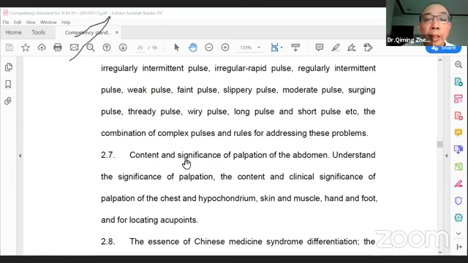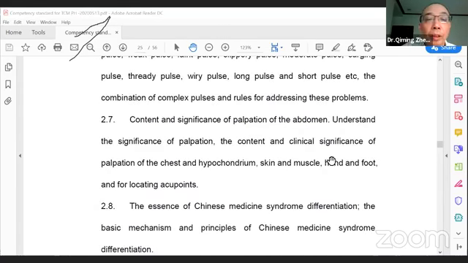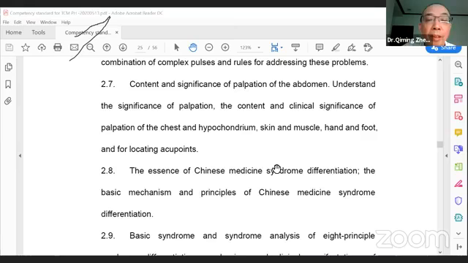And the contents and significance of palpation of the abdomen. So this is similar to Western medicine, but still a little bit different. This is the palpation of the abdomen. It will include the content and clinical significance of palpation of the chest, stomach, skin, and muscle.